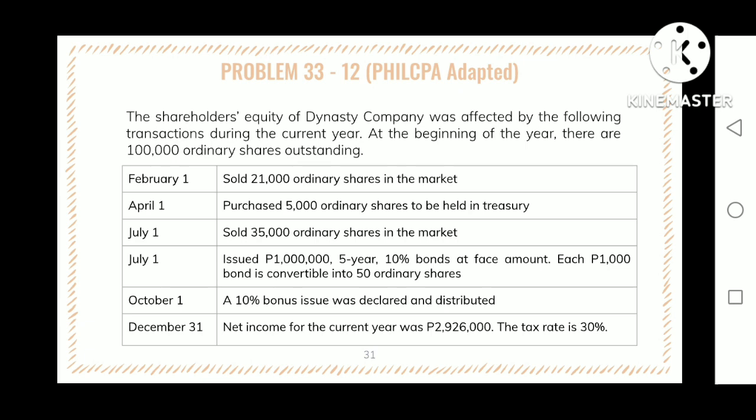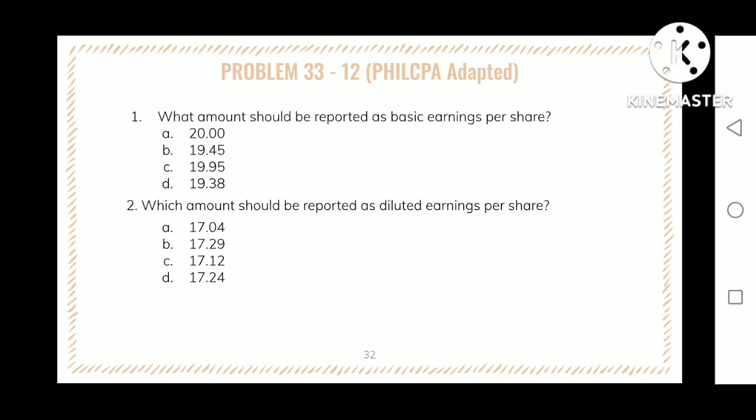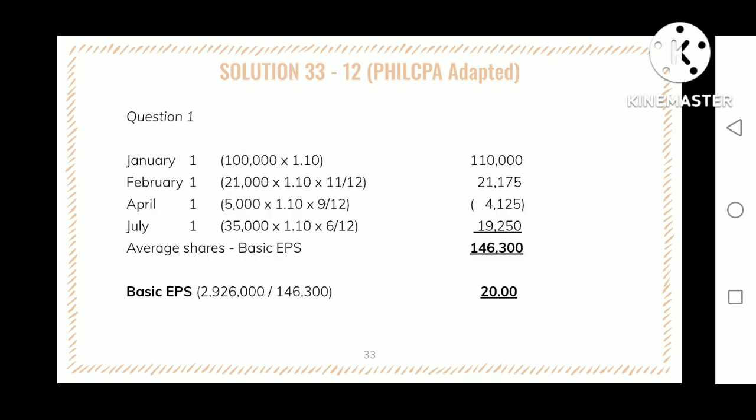Each 1,000 pesos bond is convertible into 50 ordinary shares. October 1, a 10% bonus issue was declared and distributed. On December 31, the net income for the current year was 2,926,000 pesos, and the tax rate is 30%. So in this problem, we're going to get the basic earnings per share and the amount of the diluted earnings per share. For question number 1, we're going to get the basic earnings per share.